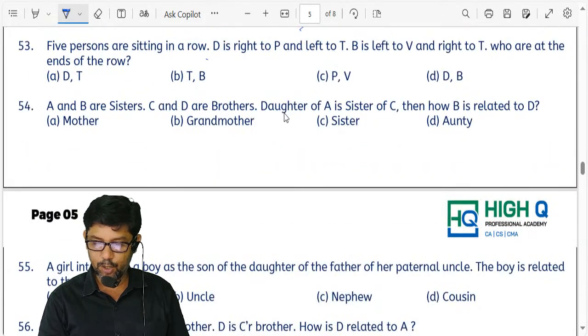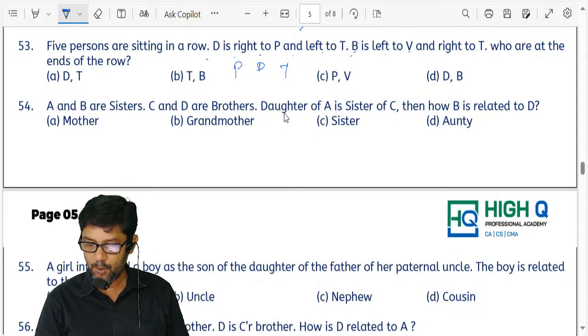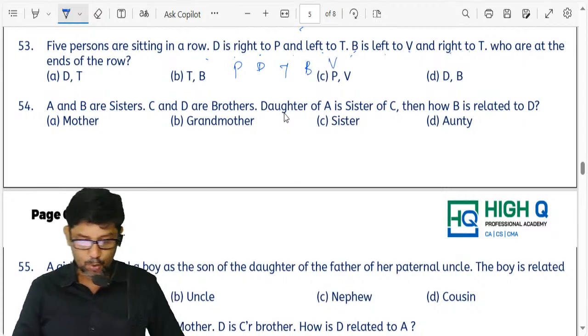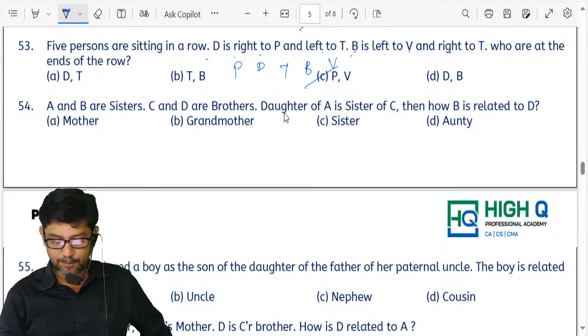5 persons are sitting in a row. D is to the right of P and left of T. P is left of V and right of T. That's it. Who is at the ends of the row, my dear? P and V. Option C.